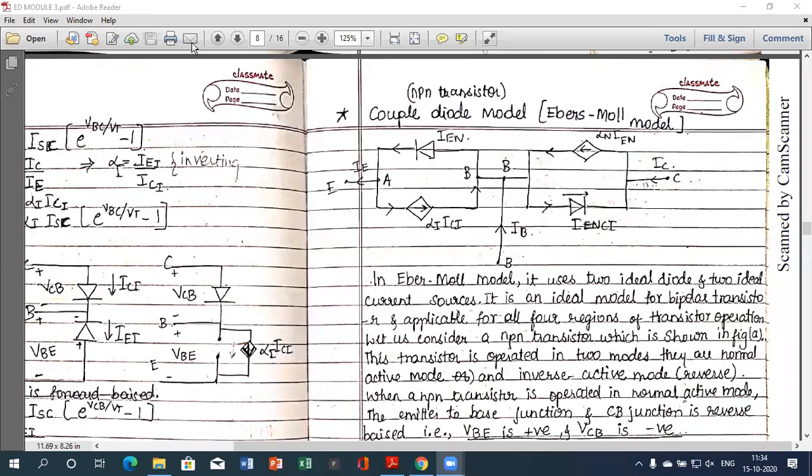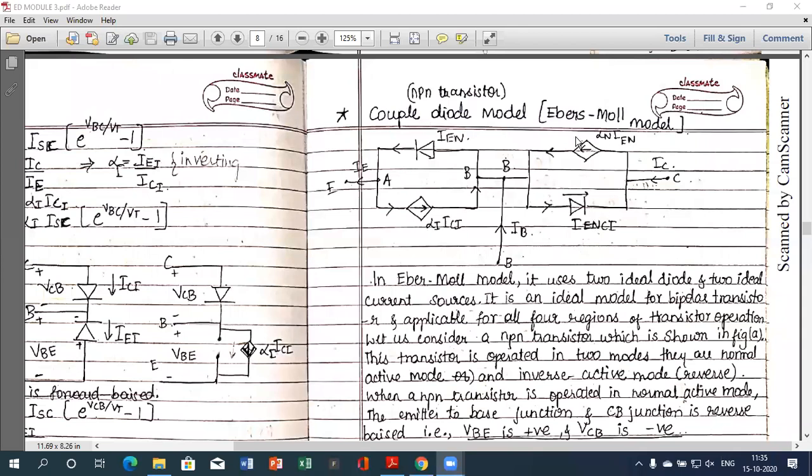Okay. So now we are going to discuss a new topic called the coupled diode model. It is also known as the Ebers-Moll model. This is the next topic of module 3. Ebers-Moll is the name of the scientist who designed this model.